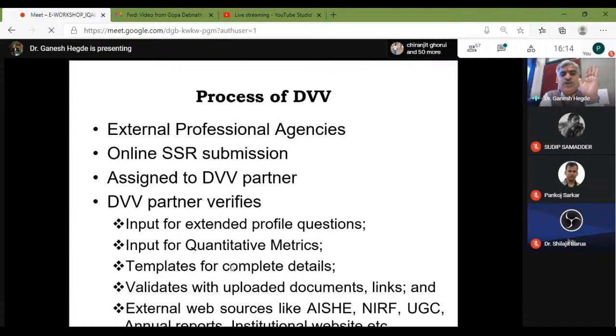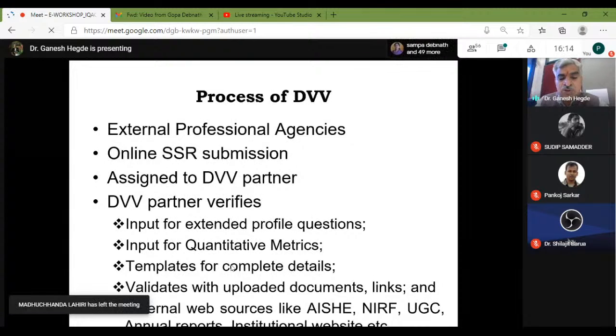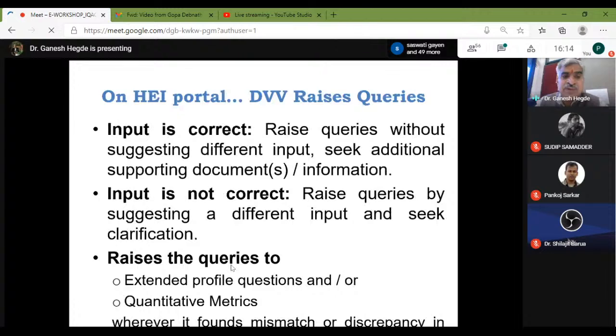For example, just to give you, this is your SSR. When it goes to the DVV partner, if I am the DVV partner, the same portal will be looked at by the DVV partner. Whatever documentary evidence you have given goes to the assigned DVV partner. So the DVV partner verifies the input of the extended profile, quantitative metrics, templates for completeness, and validates with the uploaded documents like the AISHE document, NIRF document, UGC document, annual report, institutional website, and also various links which the institution has given.